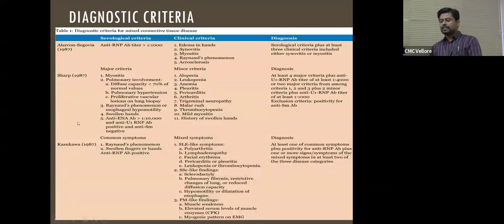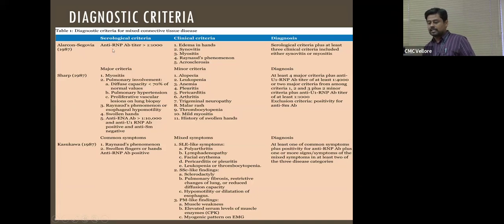So the first criteria which was given by Sharp himself was the Sharp's criteria in 1987, and this criteria suffers from lack of both sensitivity and specificity. It's as low as 40% sensitive and not even specific. However, the most talked about criteria which you should know is the Alarcon-Segovia criteria. Alarcon-Segovia criteria is supposed to have the best combination of sensitivity and specificity.